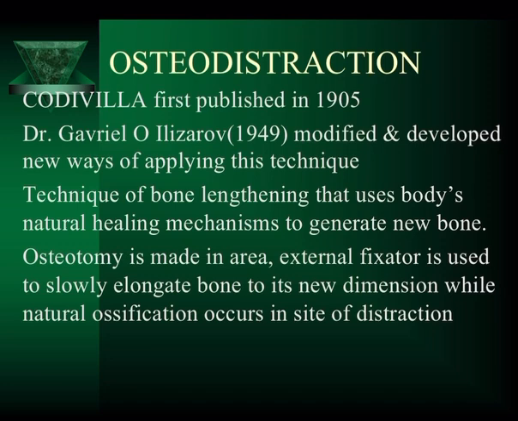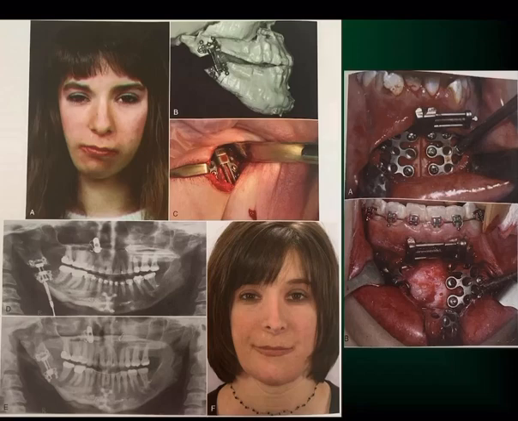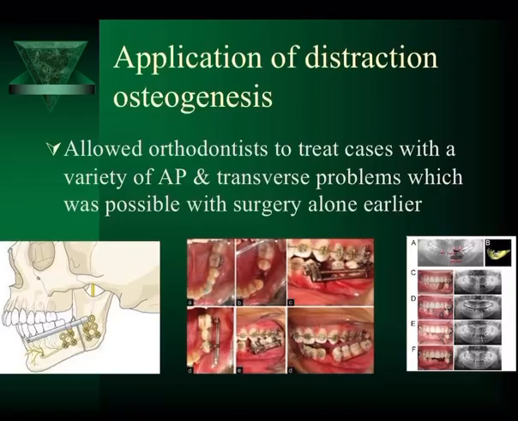Next is osteodistraction, which Codivilla first published in 1905. Dr. Gavriil A. Ilizarov modified and developed new ways of applying this technique of bone lengthening that uses the body's natural healing mechanisms to generate new bone. An osteotomy is made in the area, and external fixators are used to slowly elongate the bone to its new dimension, while natural ossification occurs in the sites of distraction. So this is an asymmetry case where they have done distraction osteogenesis on the affected side, which helps in the lengthening of that side of the mandible.